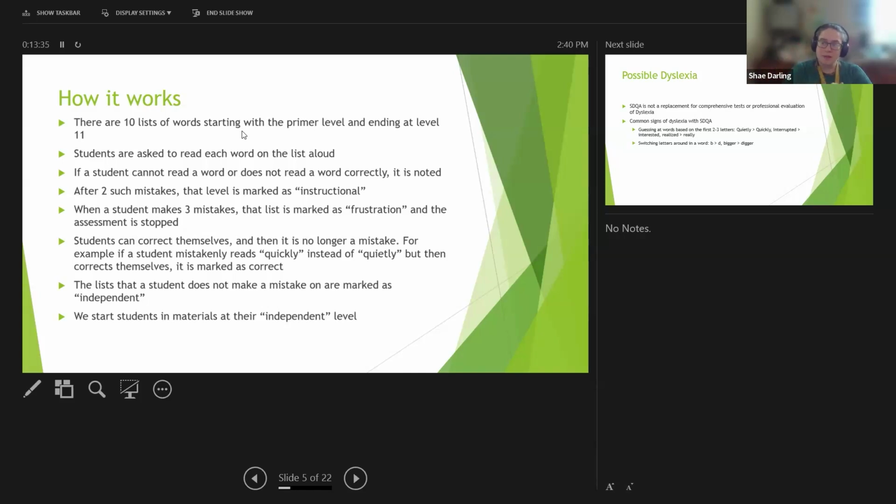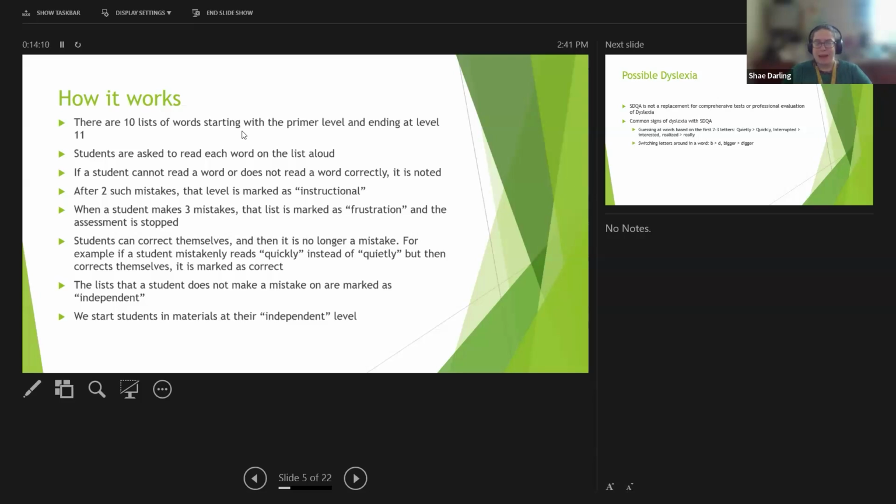Students can correct themselves, so it's no longer a mistake. For example, if a student reads "quickly" but the word is actually "quietly," and then says, "Oh, no, sorry, I mean quietly," then that is marked as correct. It's not a mistake. They just went too fast. If a student is sounding out a word, like quick, quiet, quietly, that's fine. They can take 5 seconds to sound out. That's still considered correct because they're understanding the phonics in order to read that word.